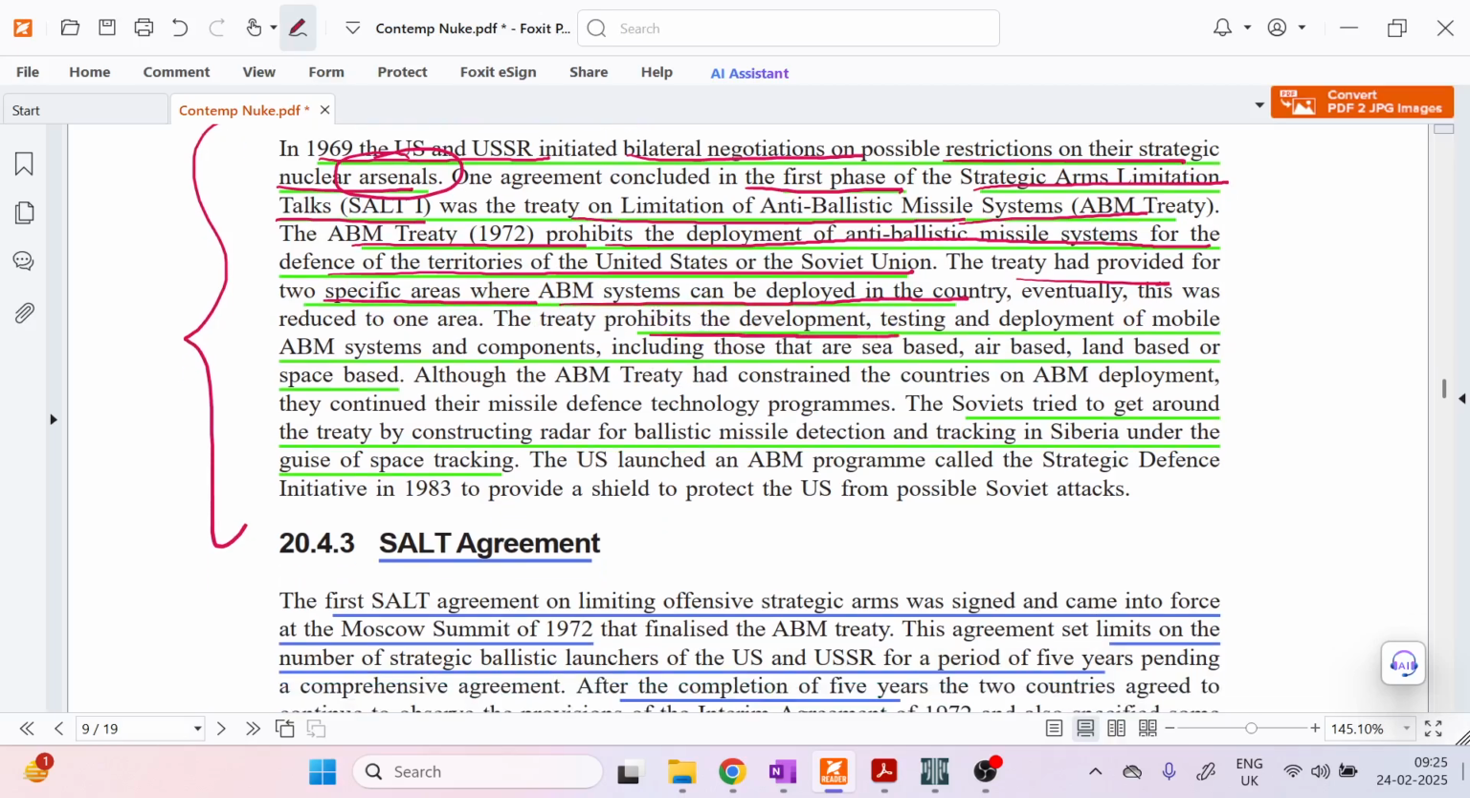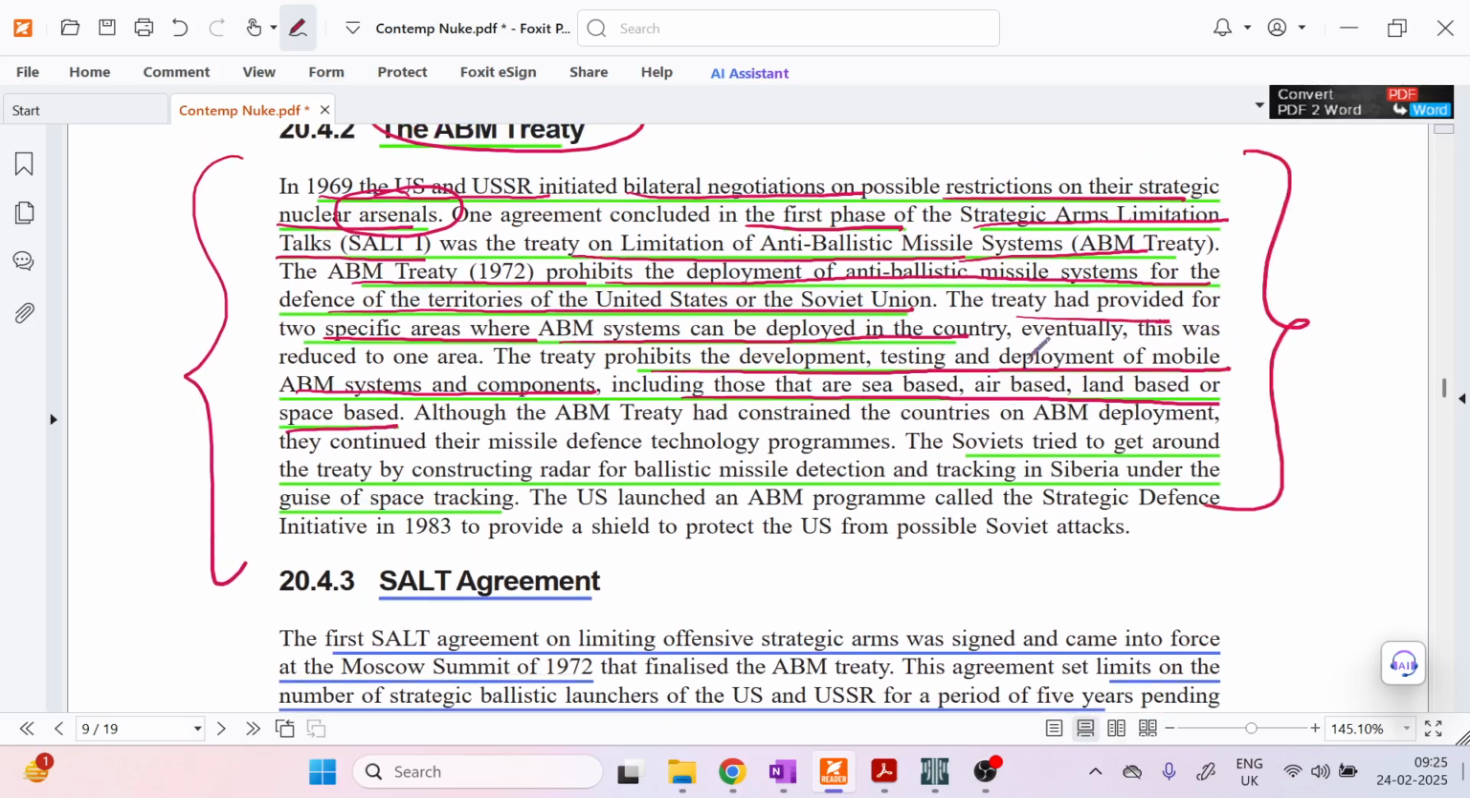The treaty prohibits the development, testing, and deployment of mobile ABM systems and components, including those that are sea, air, land-based, or space-based. The meaning of this paragraph is that via this treaty, the deployment of ABM systems anywhere was comprehensively banned.